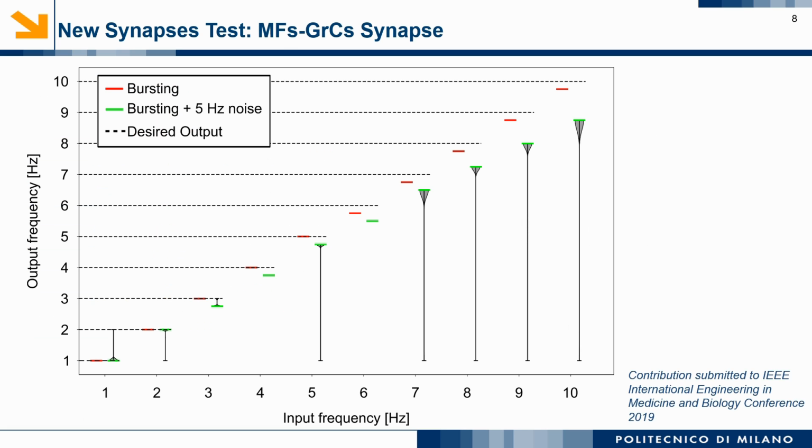For the mossy fiber granule cell synapse, we focused on its ability to detect the input modulation frequency, with 2 different inputs, a pure burst and a burst with a 5 Hz noise superimposed. In the first case, we obtain very high accuracy and precision, while for the second input type, we lose accuracy and precision, especially at the higher frequencies.